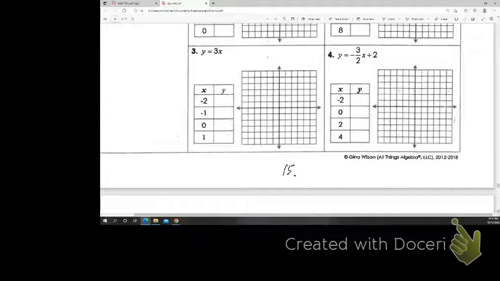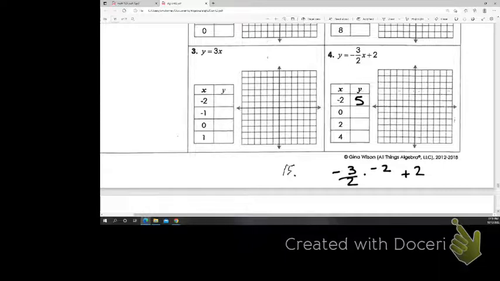So for number 4, I'm doing -2. So in your head, these numbers are going to stay pretty small. You could do -3 times -2 is 6. And 6 divided by 2, we're back to 3, but it's positive now. And 3 plus 2 is 5. So I did this, and then +2. The multiplication, remember, comes first.